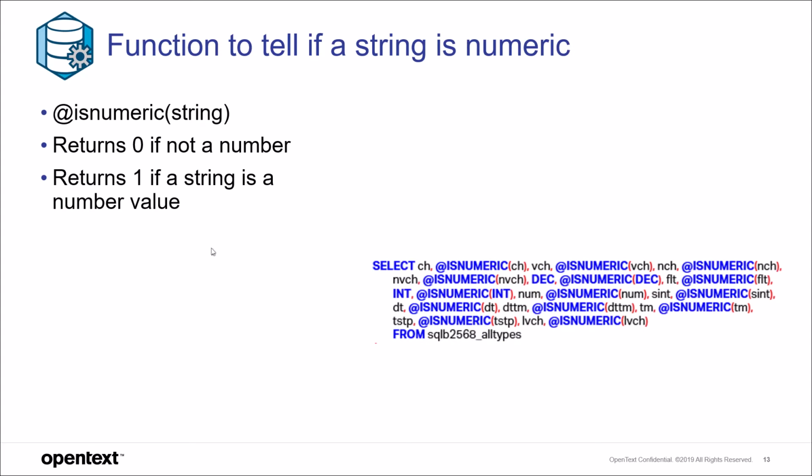There's a new function to tell if a string is numeric, IsNumeric, and the string returns 0 if it's not a number, returns 1 if a string is a number value.